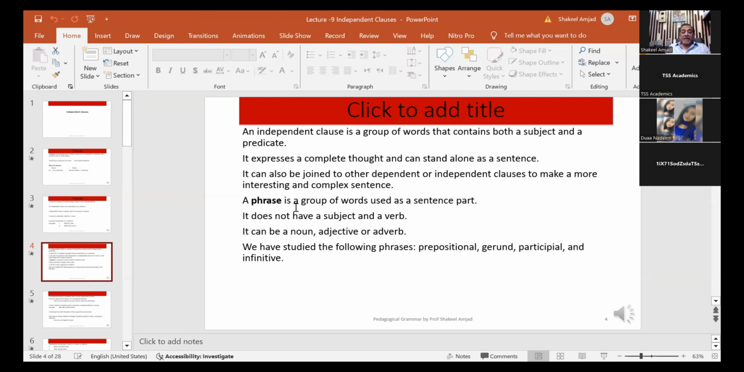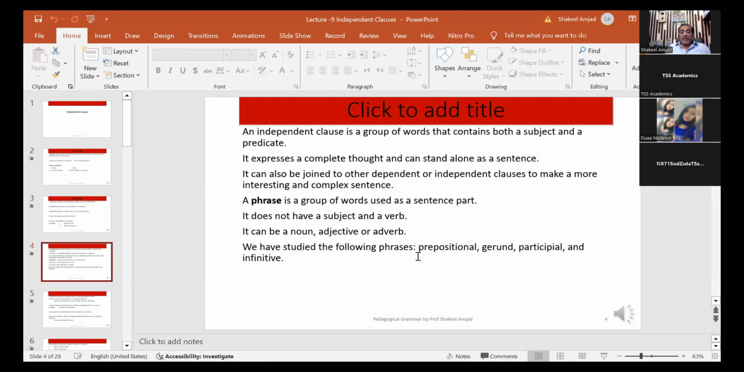A phrase is a group of words used as a sentence part. Remember, a phrase is a group of words. It does not have a subject or a verb. It may work as a subject if added to a verb or other components of the sentence. It can be a noun, an adjective, or an adverb, right?